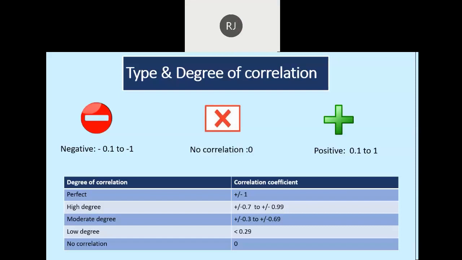If the value is 0, that is pretty straightforward, and there is no correlation. Okay, this seems to be very compact, and it seems to answer every question.